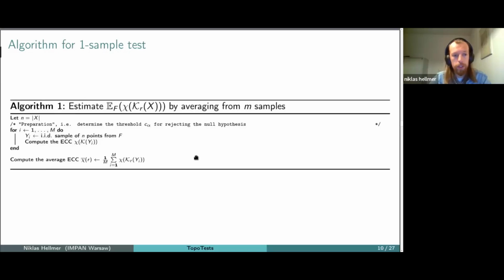So first of all, we estimate the expected Euler characteristic curve by just averaging from m samples. So we draw samples of the same size as this point cloud we want to test. We do this m times, we compute each time the Euler characteristic curve, and we just estimate the expected Euler characteristic curve by some empirical mean, so we just average it. Then next we have to compute or estimate the critical threshold.